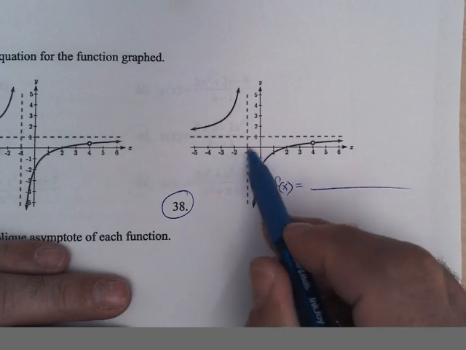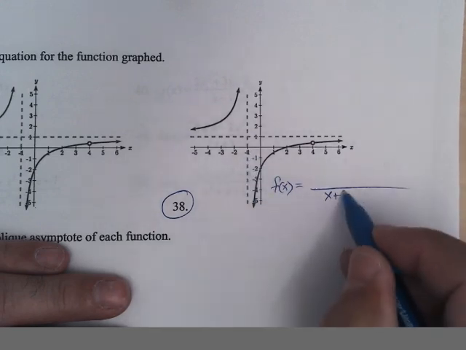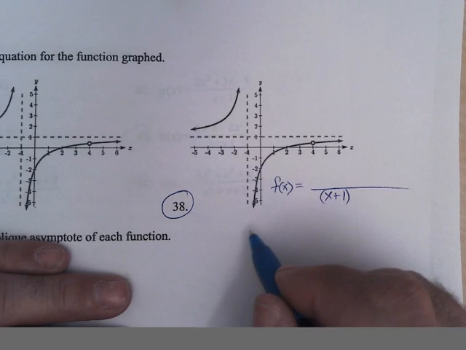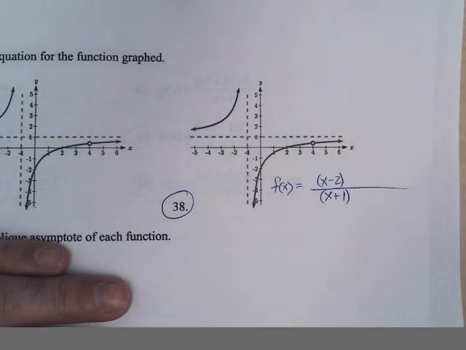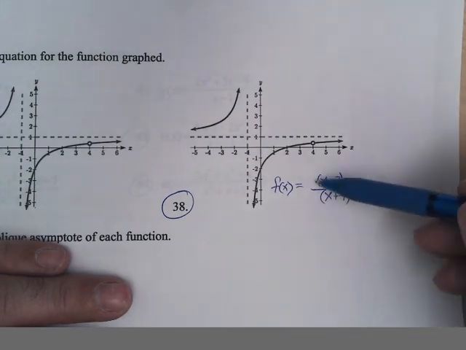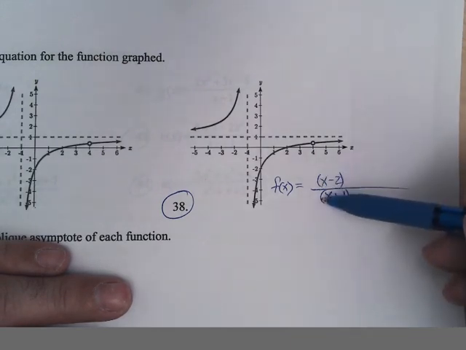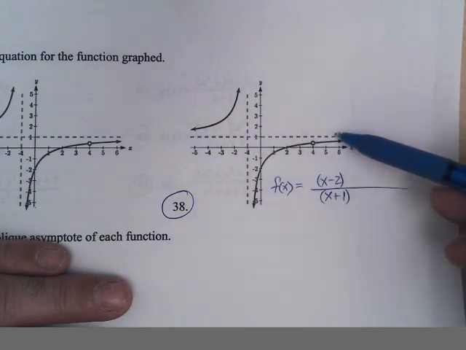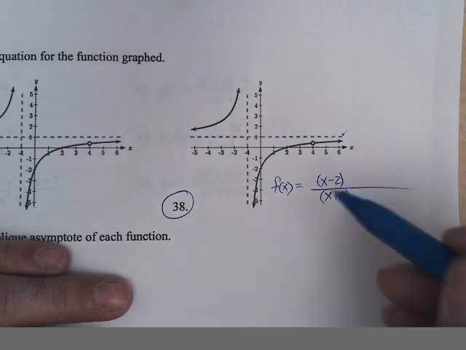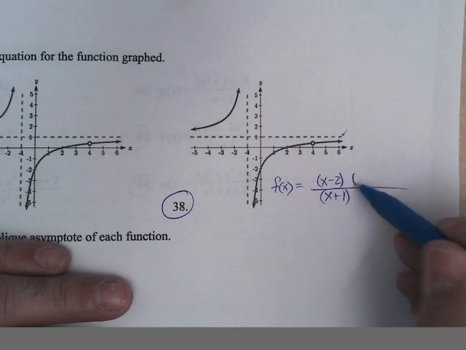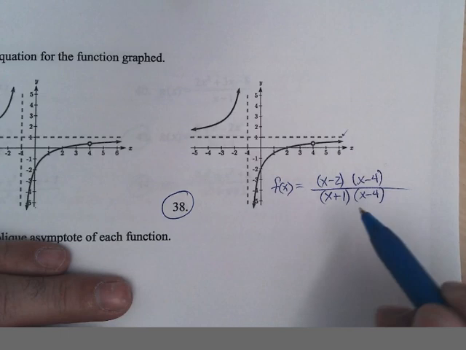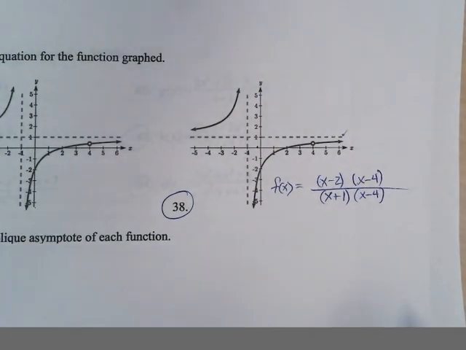Let's see, we got a vertical asymptote at minus 1, so it's x plus 1 in the denominator. We got an x-intercept at 2, so it's x minus 2 in the numerator. And since the numbers in front are ones, it will have a horizontal asymptote at 1 because they're equal degrees, so that's okay. We just got to get a hole in it, and that means at 4, the numerator and denominator both have a factor. So I got to put x minus 4 and x minus 4, and that will make that graph, and it will have a hole there.